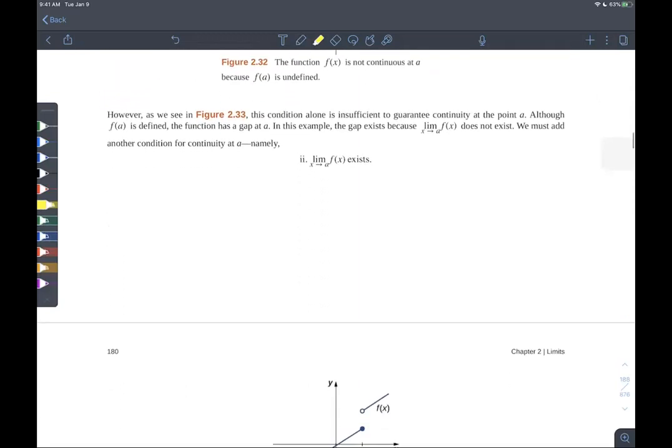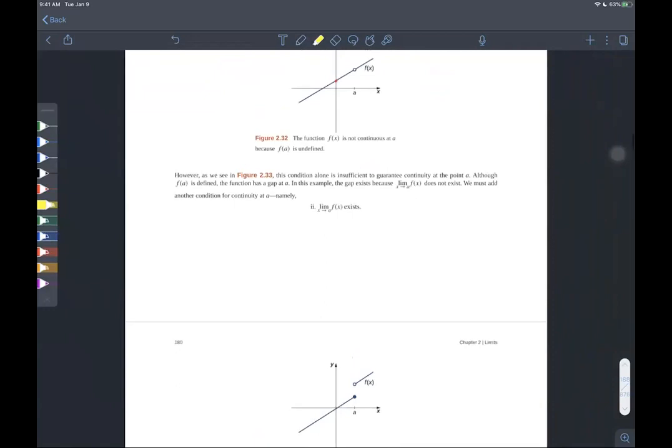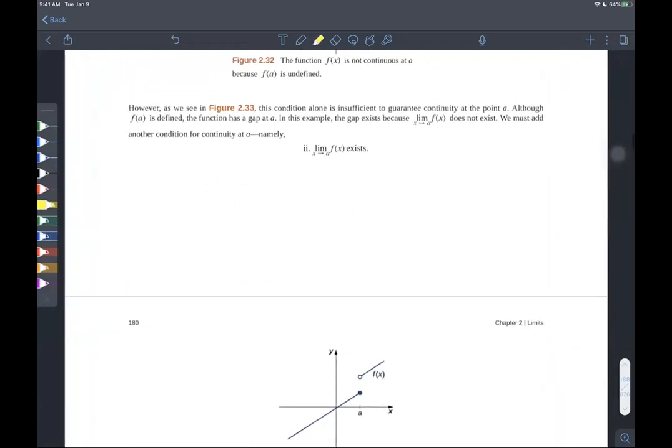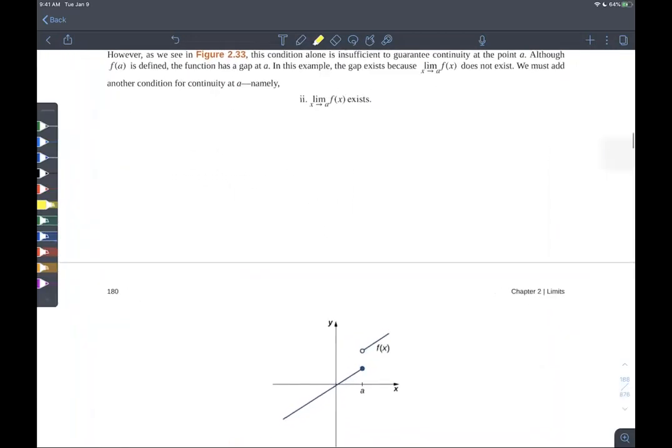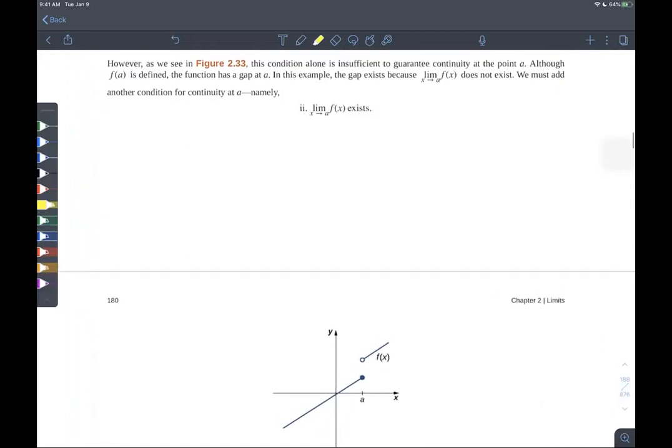Let's take a look at figure 2.33, and you can see it down there. I'm trying to show the text at the same time. So we can see that this function pictured below is defined when x is equal to a, but you can still see that there's discontinuity. There's a gap there because you can't draw this graph without lifting your pencil, right? So we see that being defined at some value x equals a is not enough for the function to be continuous at that point.